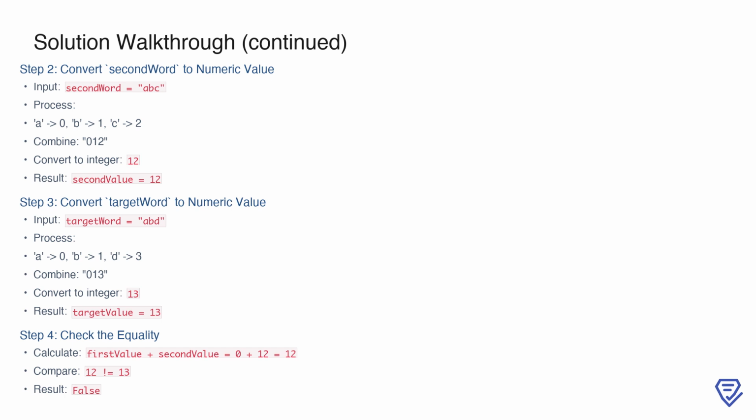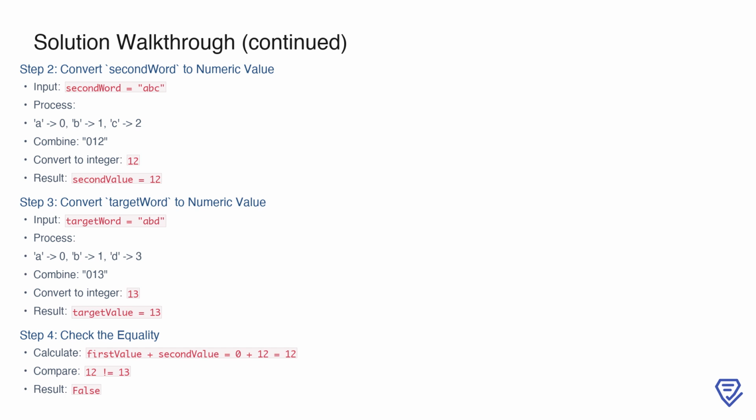For second word, which is ABC, each letter is converted as follows: A maps to 0, B maps to 1, and C maps to 2. Combining these values forms the string 012, which translates to the integer 12. This gives us the numerical value of second word as 12.